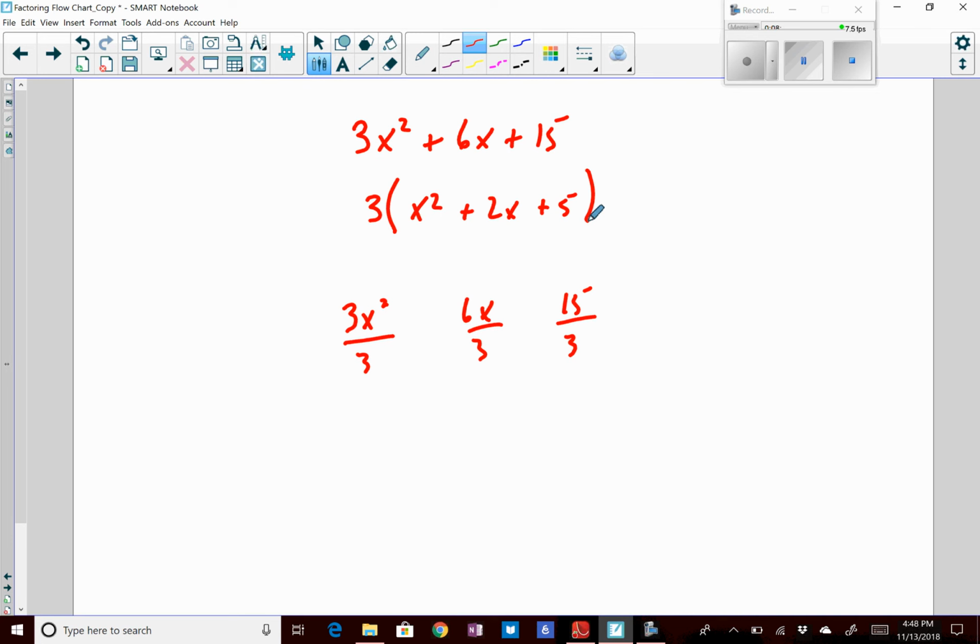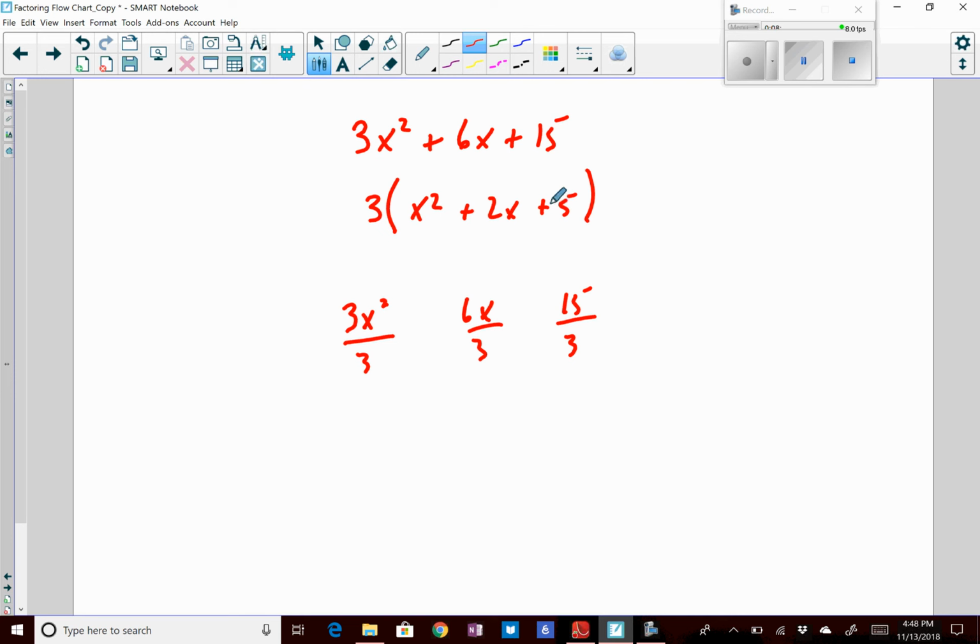Once we do that, we realize that we're left with a trinomial here, and we want to go through the flow chart regarding the trinomial. The first thing it asks us to do is check to see if we have a perfect square trinomial. So quickly, we take a look at whether the first and last terms are perfect squares. We need the first term to be a perfect square, and we need the last term to be positive and a perfect square. In this case, the 5 is not a perfect square, so we can eliminate the perfect square trinomial aspect of this.